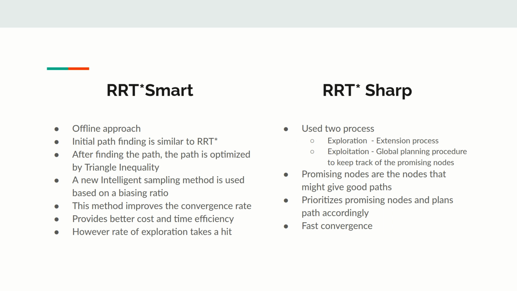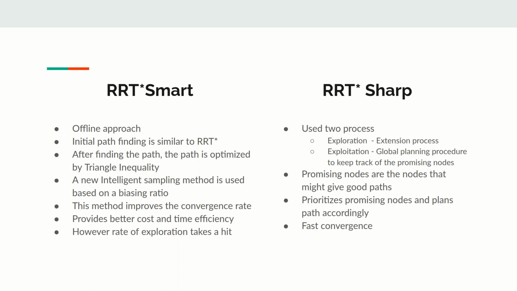RRT smart is an offline approach. Initial path finding is similar to RRT star. After finding the path, it is optimized by triangle inequality. A new intelligent sampling method is used based on the biasing ratio. This method improves the convergence rate and provides better cost and time efficiency. However, the rate of exploration is not on par.